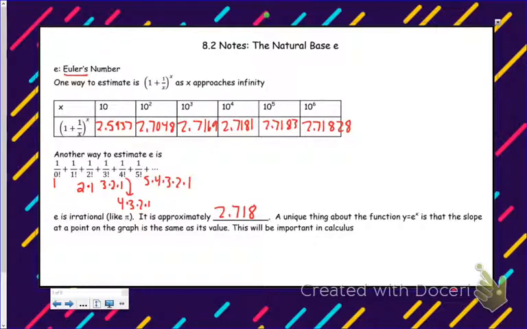Another very unique thing about the function e to the x, what's going to make this function very important when you get to calculus, is the slope at any point on the graph. So here's our e to the x function. If I were to find what the slope was at a certain point, the value of that slope is going to be the same as the y-coordinate at that point. And again, we're not going to look at that in this class, but that will be really important later on, and that's why this function becomes really important in calculus, and that's why we're learning about it now.